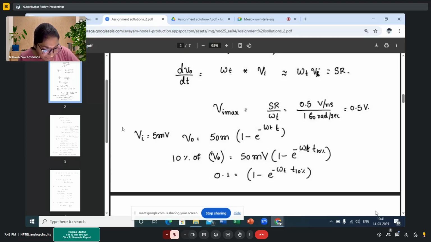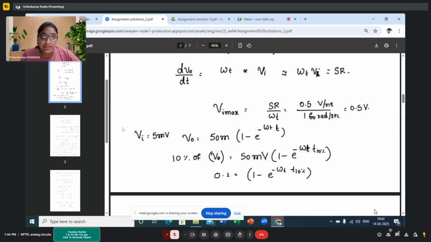So Vi's 10% is 5 millivolts, correct? So this should be output at 10%, right? This is also the output at 10%, correct? When your output reaches 5 millivolts, that is the 10% time frame, right? Yes, madam. So 10% of V naught should be how much? 5 millivolts, correct? Equal to 50 millivolts into (1 minus e to the power minus omega t) into t of 10%, right? Now, if you divide 5 millivolts by 50 millivolts, how much will be left? 0.1. Yes. Now this is clear, right? So that's how they proceeded.